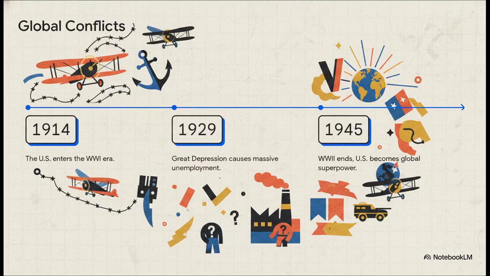But all that rapid growth led straight into a seriously turbulent 20th century. In 1914, the First World War era begins, which really pulls the U.S. onto the global stage. Then, the roaring success of the 1920s crashes brutally in 1929 with the Great Depression, causing just massive, widespread unemployment. Finally, the country mobilizes for World War II, which eventually ends in 1945.